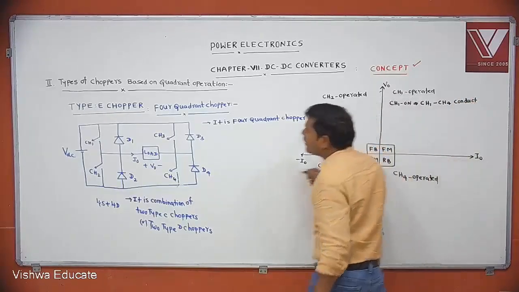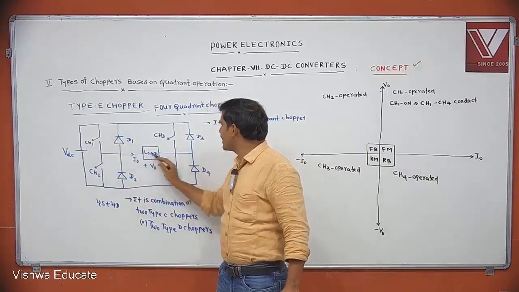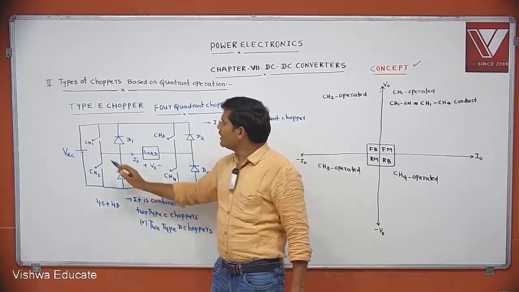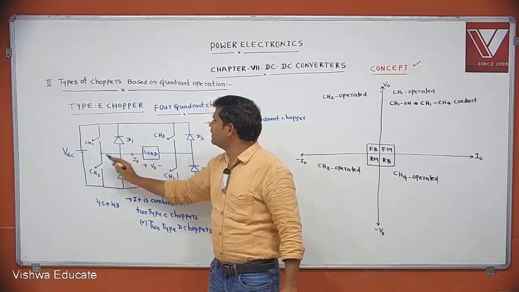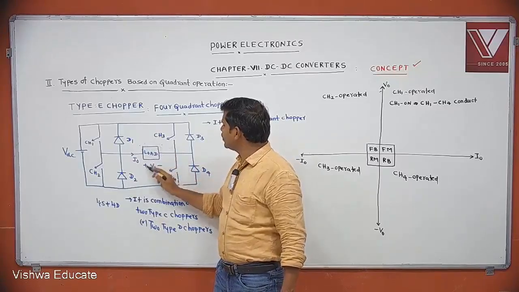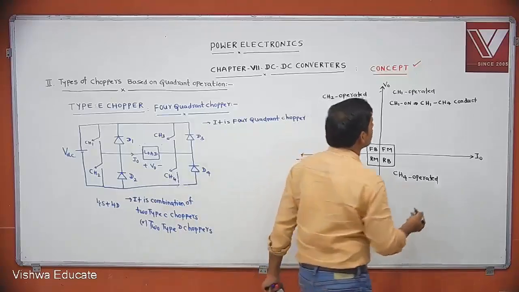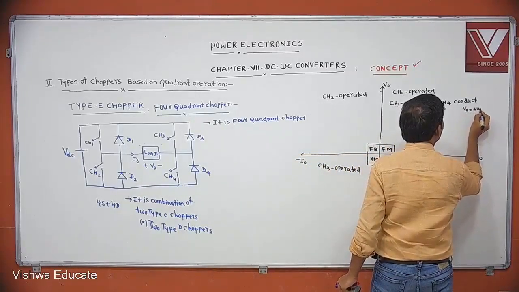If CH1 and CH4 are conducting, this is the current direction, the same as the assumed direction, so I naught is positive. With CH1 and CH4 conducting, this positive wire is connected here and this negative wire is connected here, same polarity, then V naught is positive, I naught is positive. So in this case, V naught positive, I naught positive.